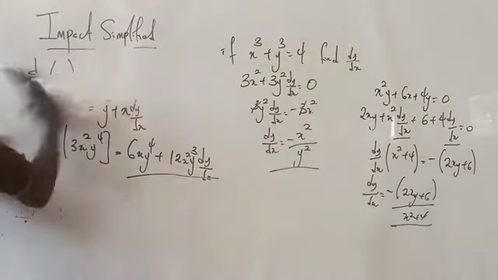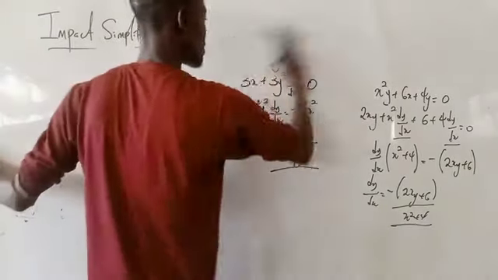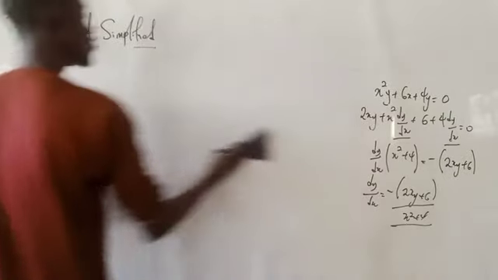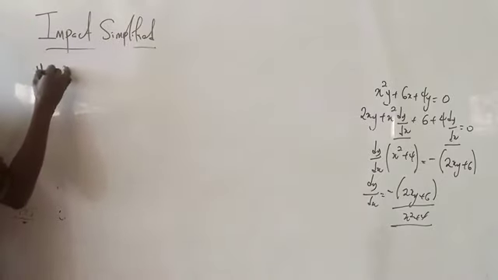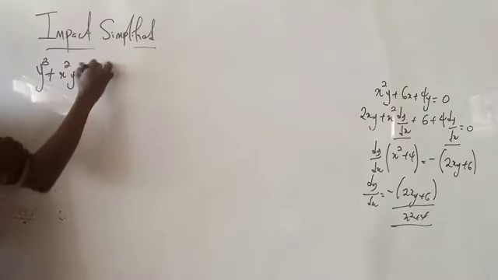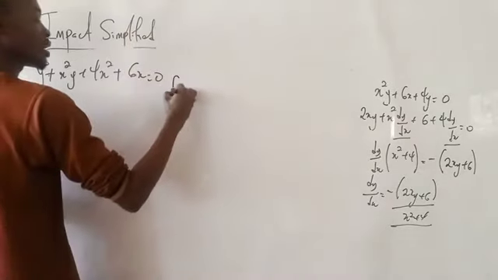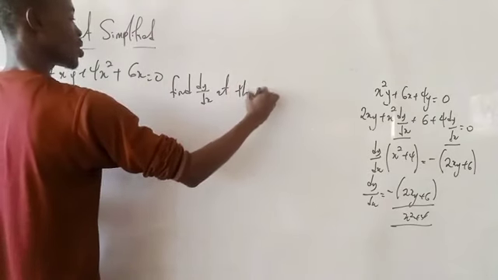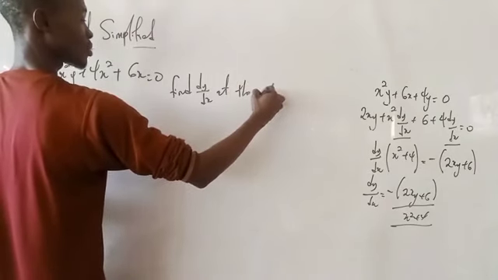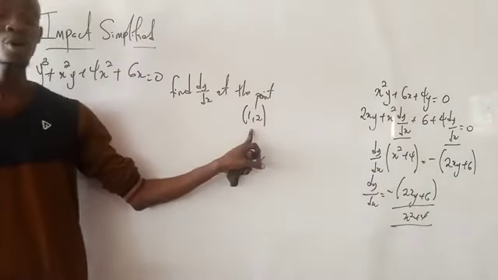It's simple. Now let's look at this question just to summarize everything on the implicit function, and then we move on to the next function. For instance, now what do we have? Let's say y raised to power 3 plus x squared y plus 4x squared plus, let's say, 6x is equal to 0, and they are asking us to get the value of dy/dx at the point (1, 2). Don't forget that a point is a mixture of x and y.